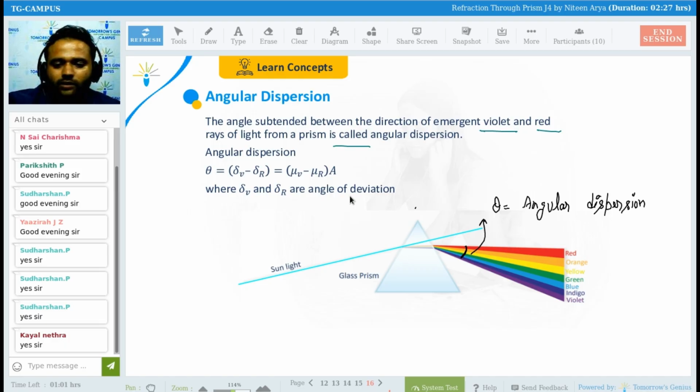Clear? And now I can choose which color? Green color. So this is my angle of deviation for red, and this is my angle of deviation for violet. Is this visible? This one is for violet and this one is for red. So I need this angle only. Automatically it is very easy: angle of deviation for violet minus angle of deviation for red. And we know that it is a small angle approximation because these angles are small, so you can directly use this relation.